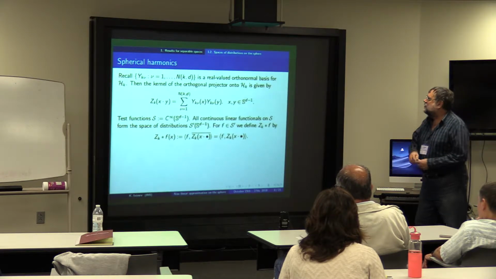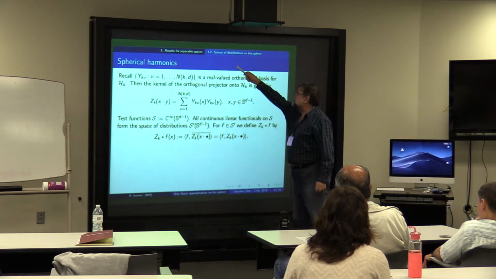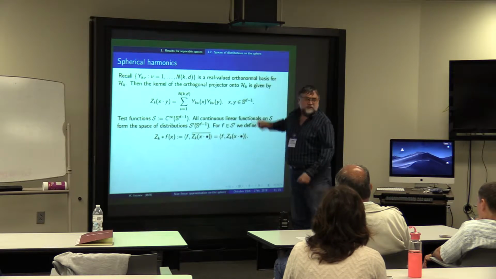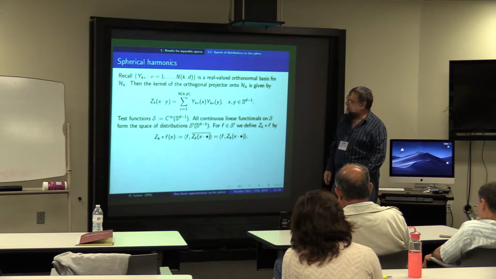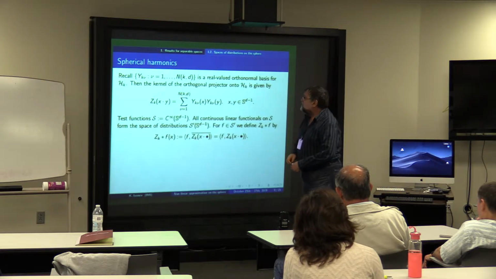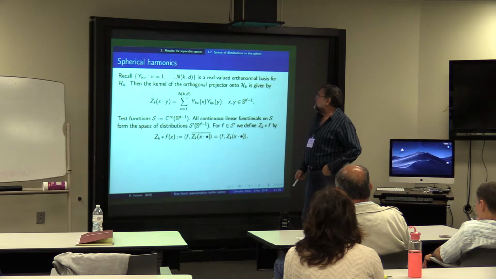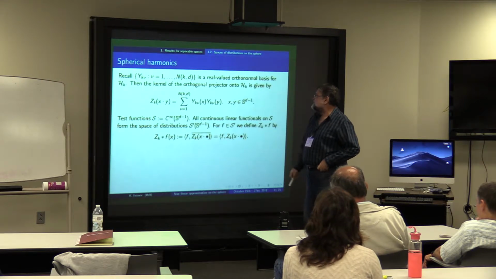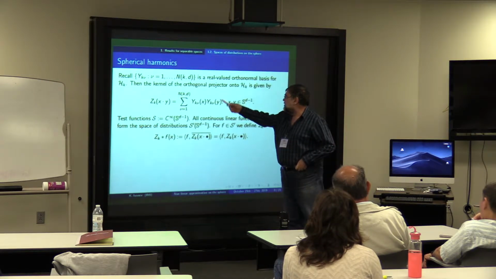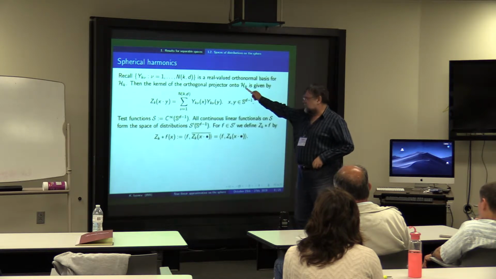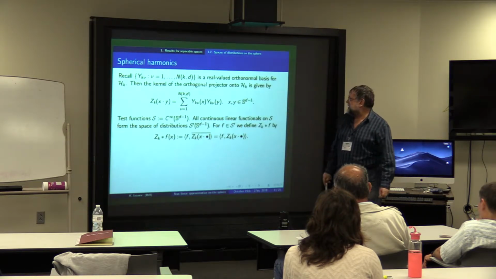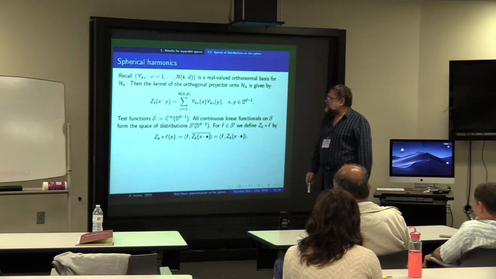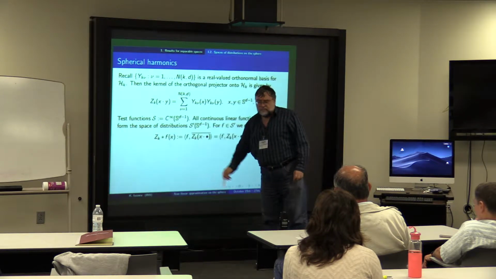Here we go. Now we go to spaces, these types of distributions on the sphere. They are going to be also functions, but in general, they are distributions. Let me recall Y_{k,ν} to be the real valued orthonormal basis. Then the kernel of the orthogonal projector on the space of spherical harmonics of degree k is this one here, written with Z_k.